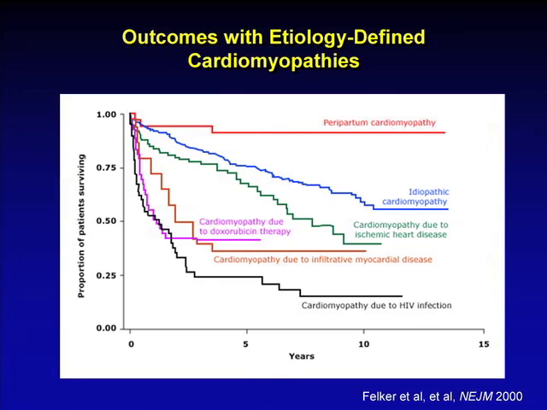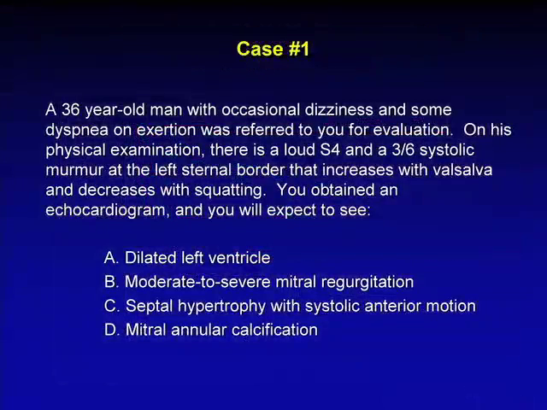You can see that patients who have infiltrative disease and patients who had chemotherapy are quite severe in their prognosis. And the outcomes of HIV cardiomyopathy are much better now. In fact, most of them survive to a certain degree. We almost have a paucity of these cases in our population these days. So let's run through a few cases.